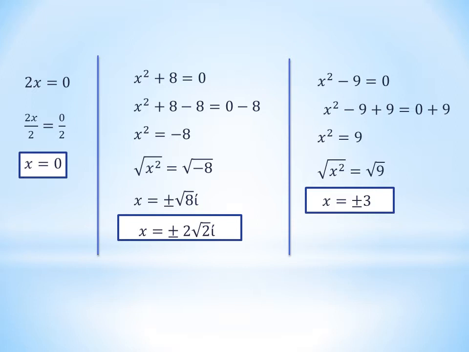So the solutions of the polynomial equation are 0, positive 2 square root of 2i, negative 2 square root of 2i, positive 3, and negative 3.